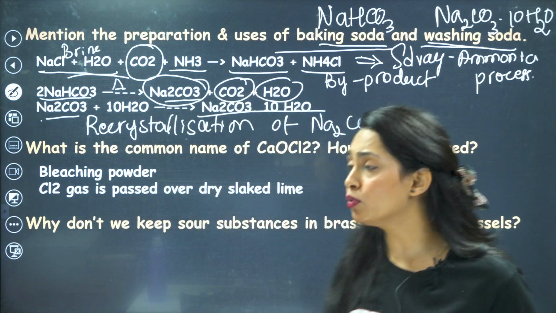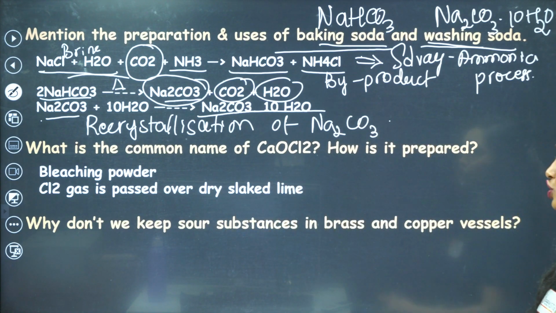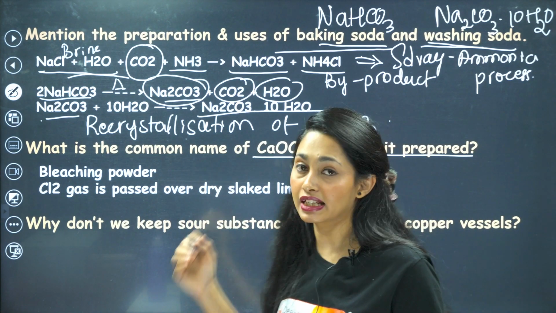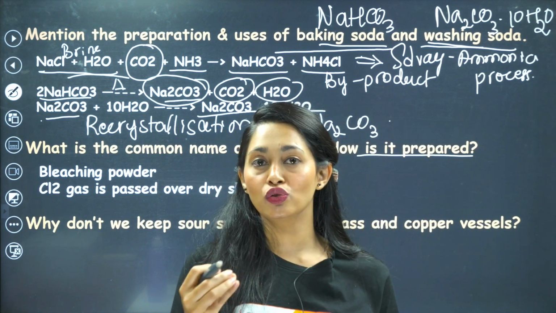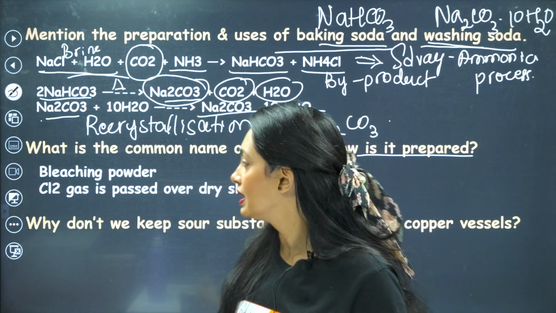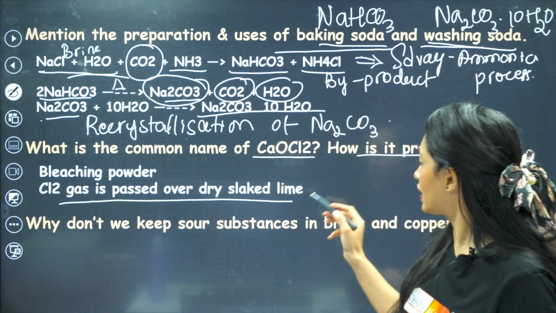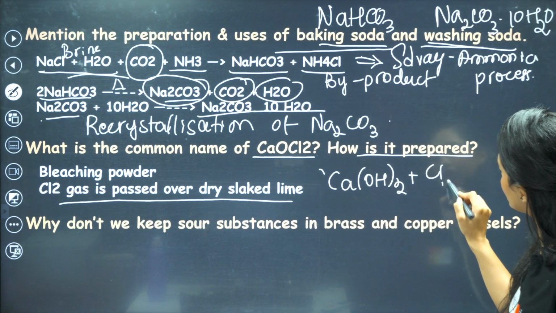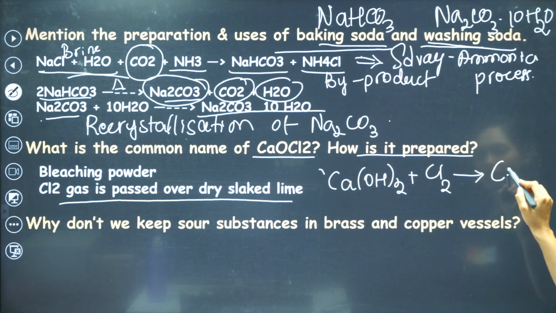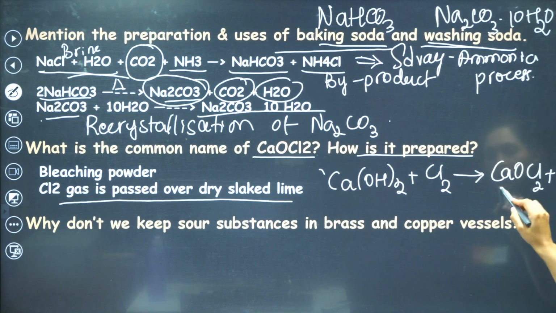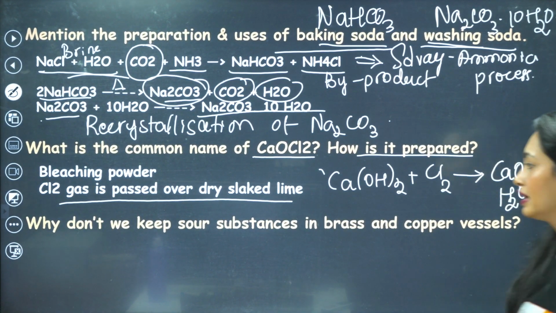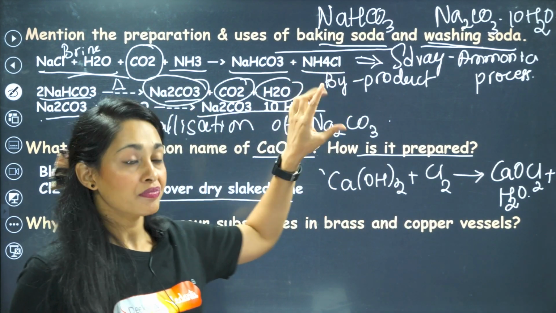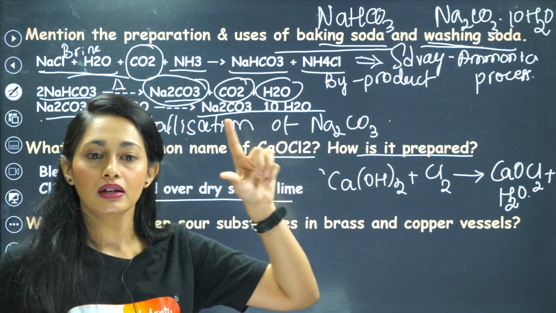Okay. Moving on to, what is the common name of calcium hypochlorite, that is CaOCl2? How is it prepared? Very simple. It is nothing but bleaching powder. Bleaching powder is used as a disinfectant. Alright. And chlorine gas is passed over dry slaked lime, that is nothing but calcium hydroxide. So yes, Cl2 gives, what do we get? CaOCl2 and H2O. This is the reaction. Always, whenever they ask you to explain a process, you have to make sure that you are writing the balanced equations.